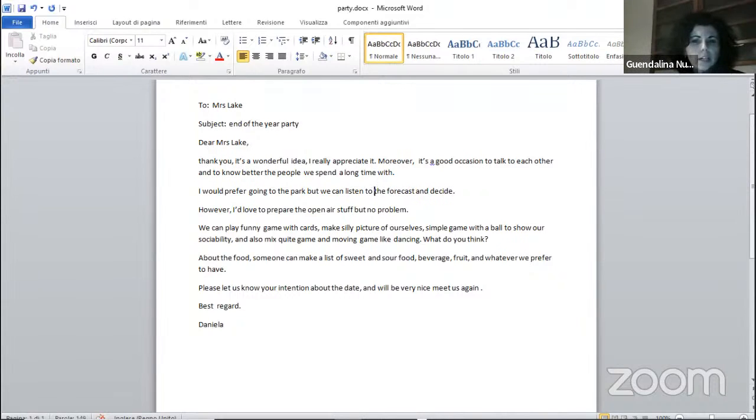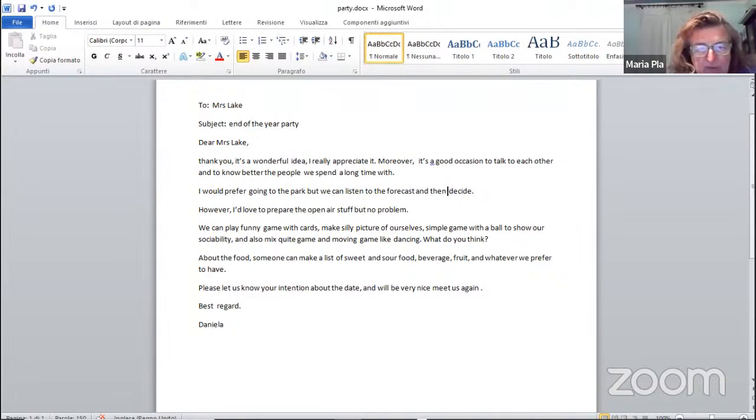What is the forecast? The weather forecast, the weather prediction. Mariangela asked what it is. We can listen to the forecast and then decide. What's forecast? Previsioni. The weather forecast. Le previsioni del tempo. Ah, okay.